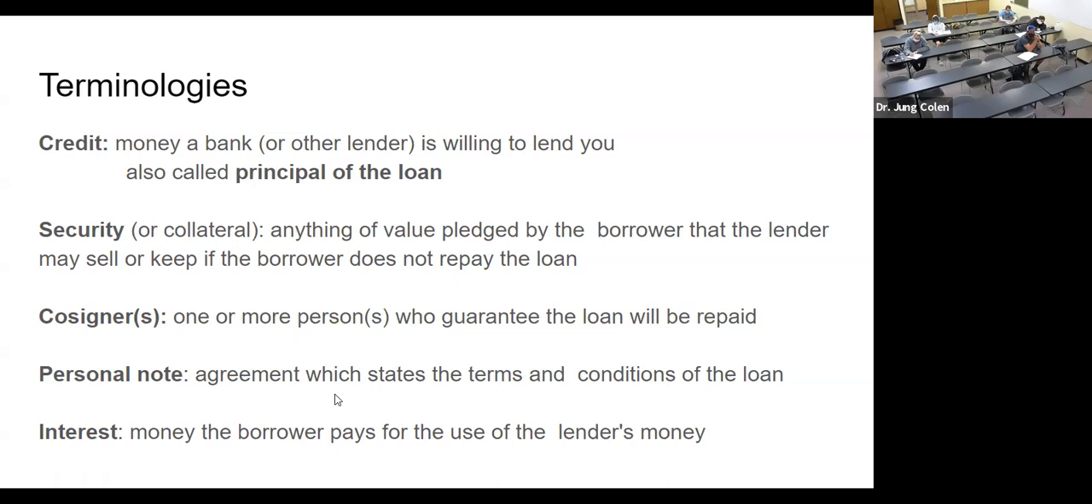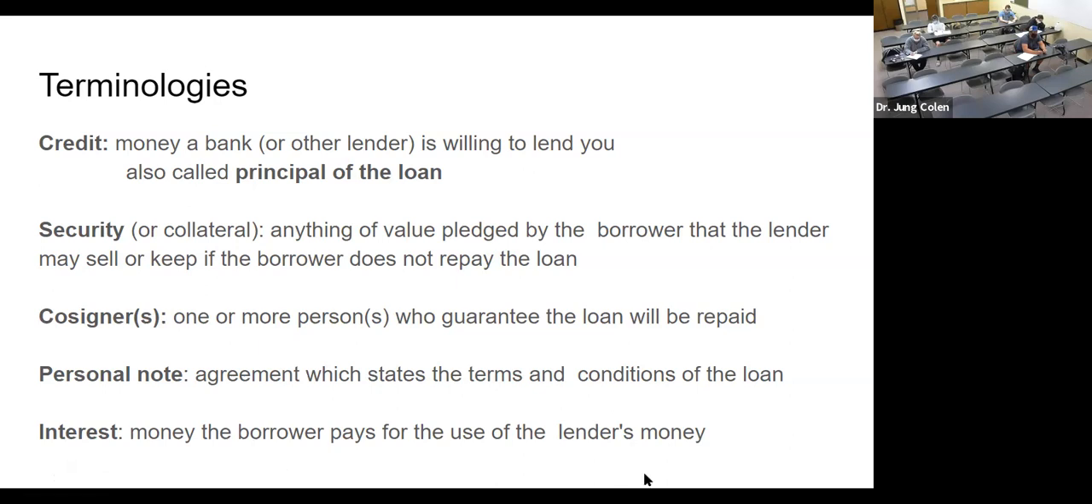Lastly, we have two more. Personal note. A personal note is an agreement and contract, which states the terms and conditions of the loan. It's going to talk about from what date to what date, how much you're borrowing, and what the interest rate is. Things like that will all be on the personal note. What is the interest? When you're borrowing the money, you're not just paying how much you're borrowing, right? You have to pay the extra money. So the money that you are paying extra, that's called interest.